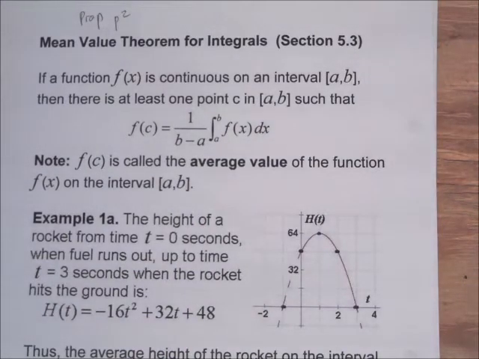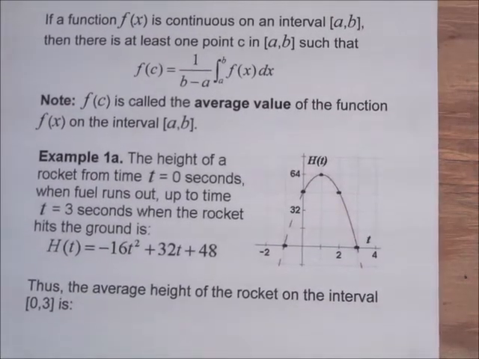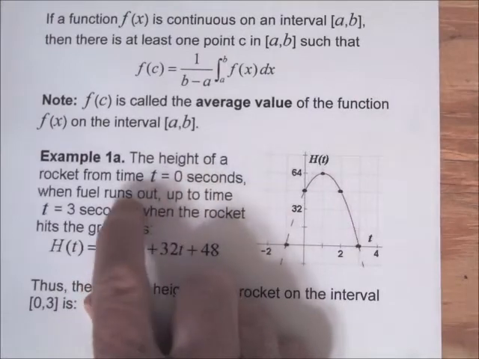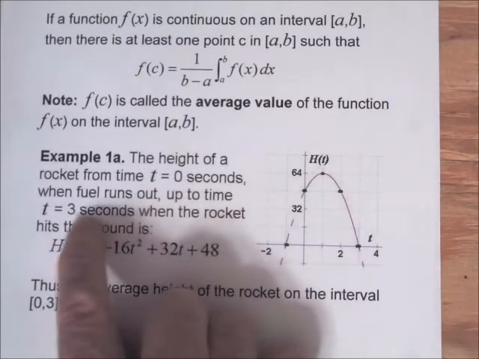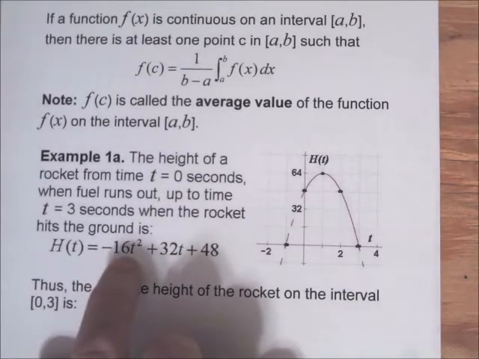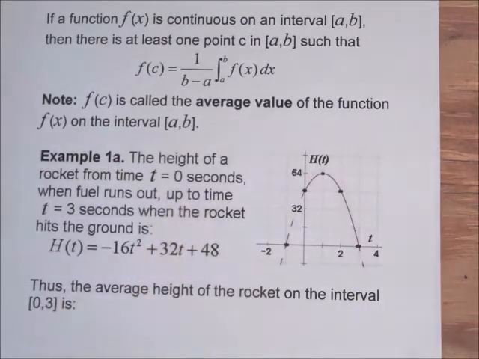So, an example: the height of a rocket from time t equals 0, which is when the fuel runs out, up to the time t equals 3, which is when the rocket hits the ground, is h of t equals minus 16t squared plus 32t plus 48. So let's compute that integral and also the average value.